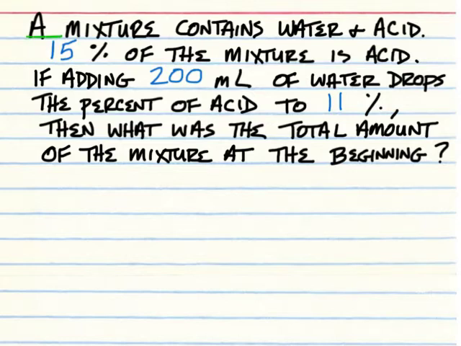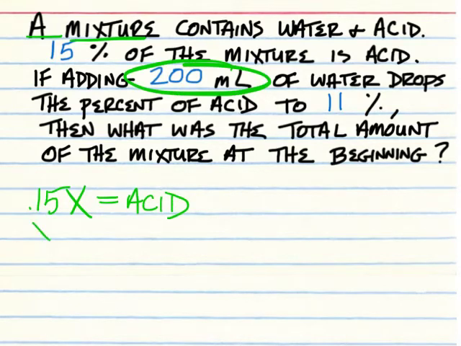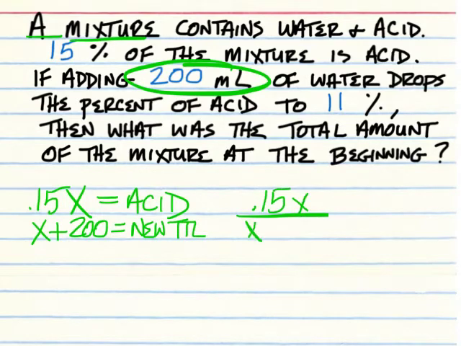Step 1, we don't know the mixture, so we put down x, but we do have to multiply it by 0.15 to come up with the amount of acid. If we add 200 to the total, that's x plus 200, giving us a new total. Your amount of acid divided by the new total, set that equal to the new percent.